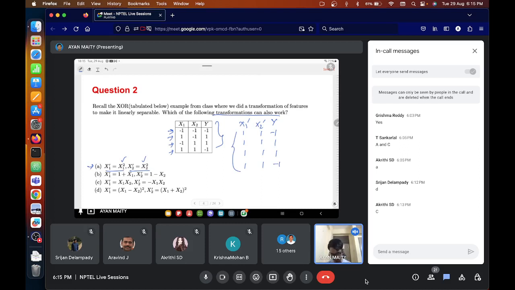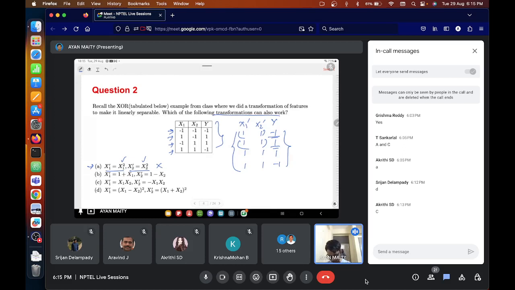But the y values are different for different points. So these points are obviously not linearly separable, because for the same 1 1 point we have minus 1, and for the same 1 1 point we have got 1. So this transformation would not work. For the same point there are 2 different values of y. So this transformation is not making these points linearly separable. So option A is not correct.